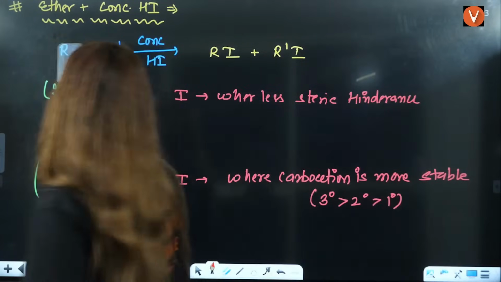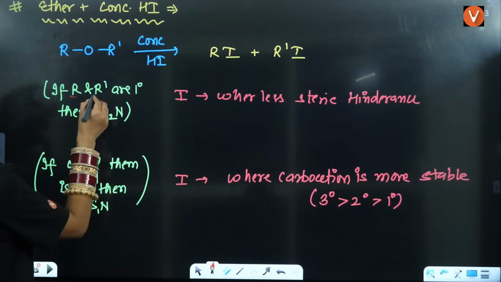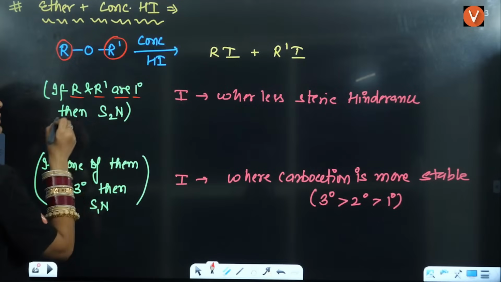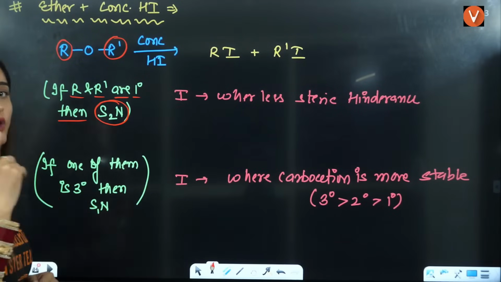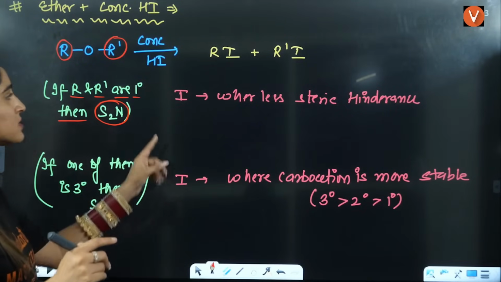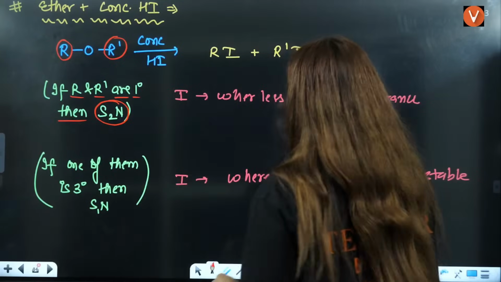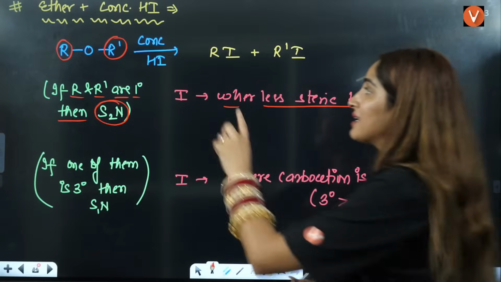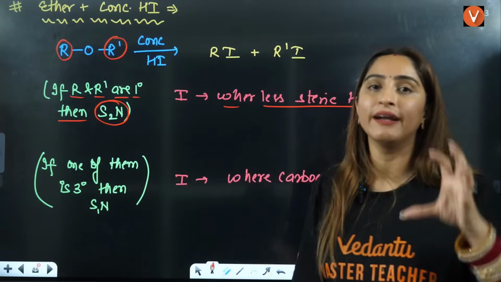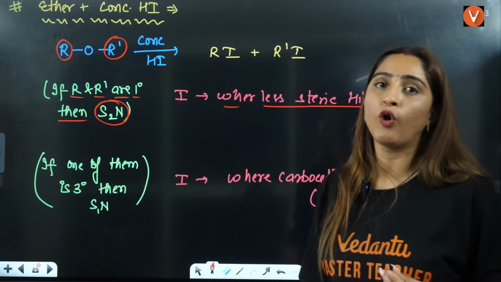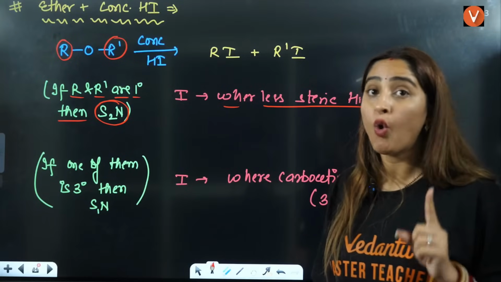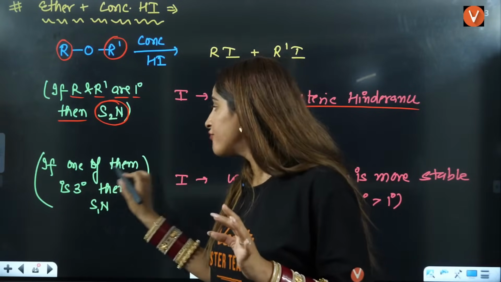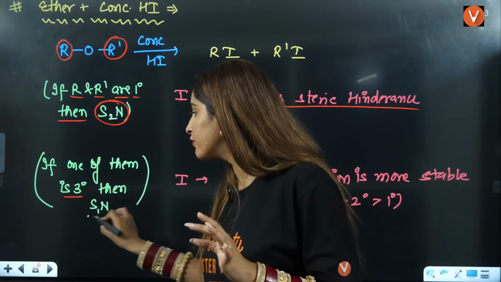Okay, so for that, if R and R' are both primary, then it is going to follow the SN2 mechanism. That means the iodide will be attached to the place where there is less steric hindrance. That alkyl group which is less sterically hindered will be your iodide, right? Only if both are primary. If one of them is tertiary, then it will follow SN1.